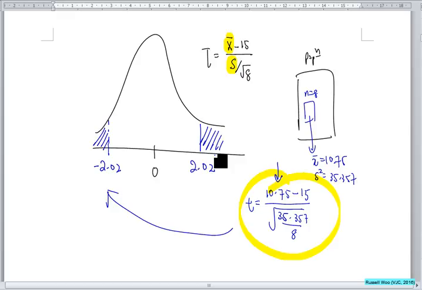Now, my challenge to you is, are you able to calculate p-value on your own without the GC? Actually can. You just need to find 2 times probability t smaller than minus 2.02. But for this t distribution, must be very careful. This one has degree of freedom equals 8 minus 1 equals 7. Correct? Let me show you.